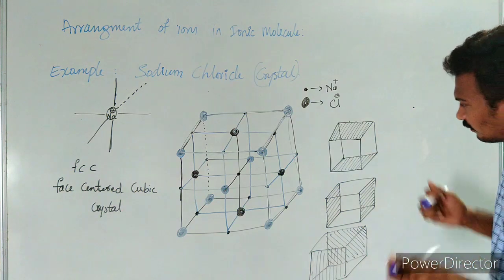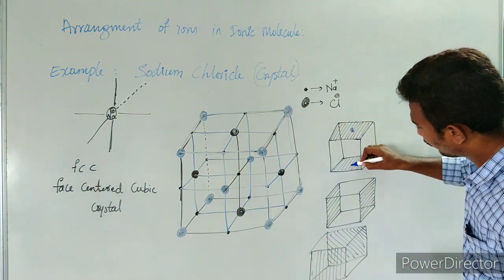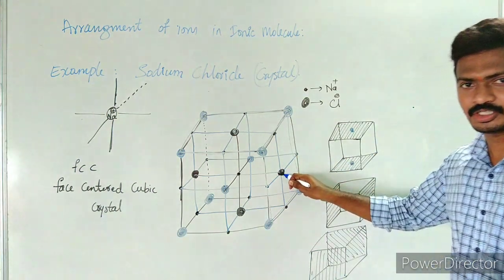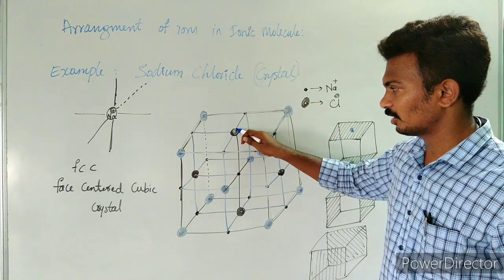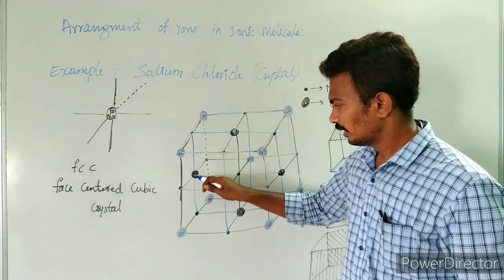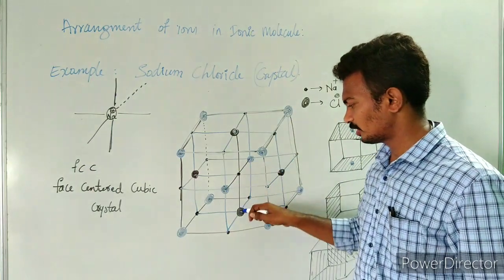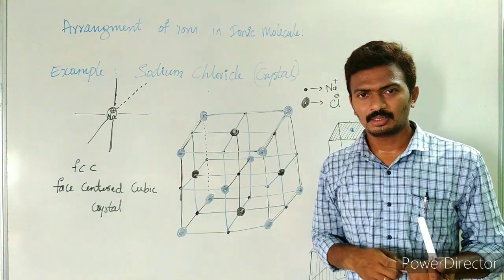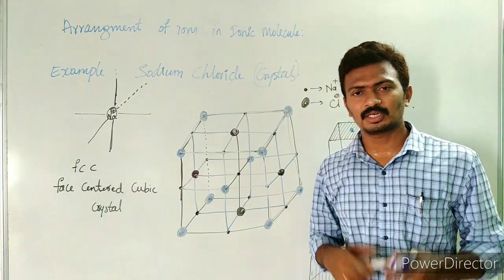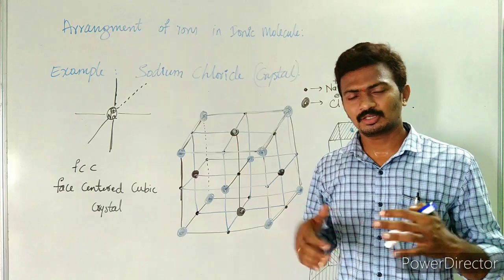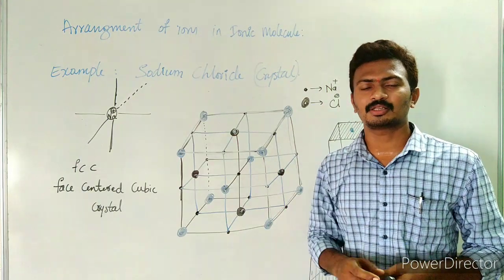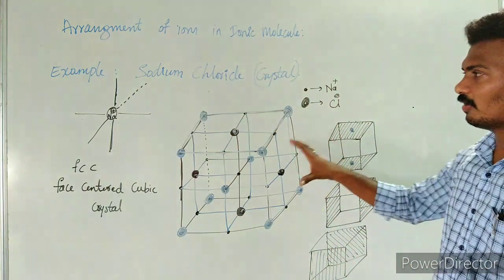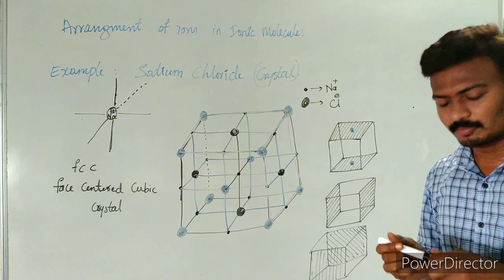In the center of these faces, if you observe, you can find an ion. In the center of this face, you can find a large chloride ion. In the center of the top face, you can find a large chloride ion. Here, front face, back face, bottom face. So this is the reason why it is known as FCC, face centered cubic crystal. We also have body centered cubic crystal and primitive cubic crystals. You will be studying about these in your higher standards, in the solid state topic.